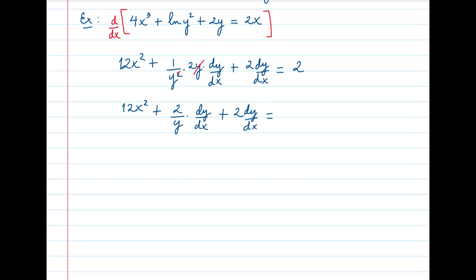Now notice here I have two terms that have dy/dx, and before I factor out dy/dx, I have to move everything else. Any term that doesn't have dy/dx, move it to the right side in this case. So I'm going to move this 12x squared to the right, and then factor out the dy/dx of the remaining terms on the left. So once I do that, I end up with dy/dx times 2 over y plus 2, all that equal to 2 minus 12x squared, right? Finally, we solve for dy/dx, and we just divide both sides by 2 over y plus 2.